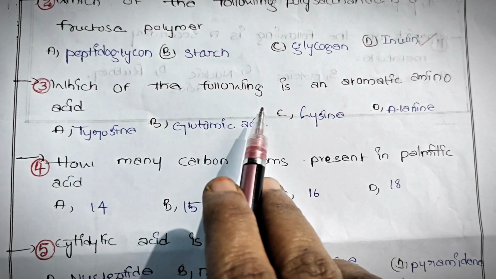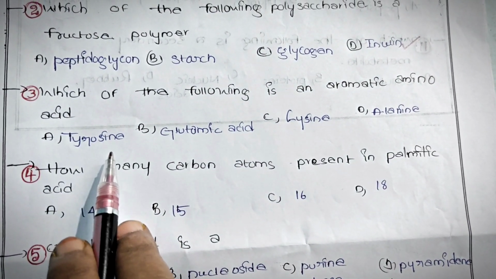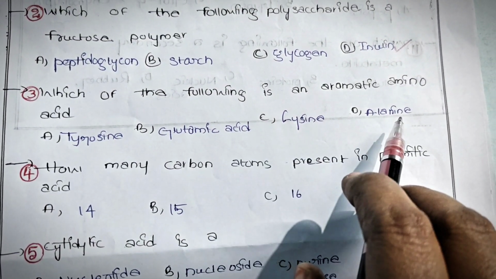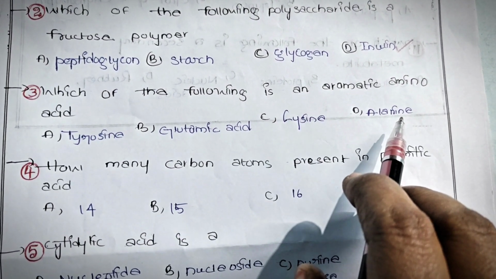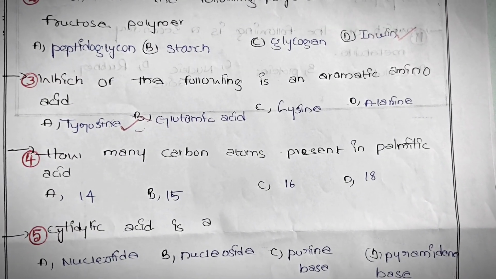Which of the following is an aromatic amino acid? Options are tyrosine, glutamic acid, lysine, alanine. For this, the correct answer is tyrosine. Let's see the next question.